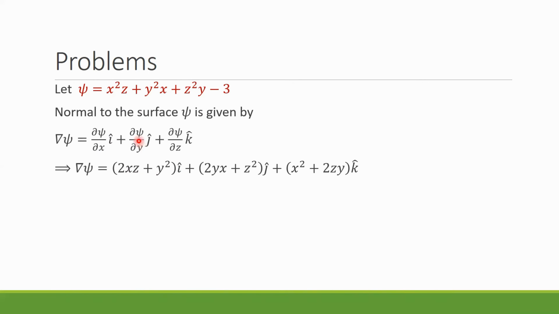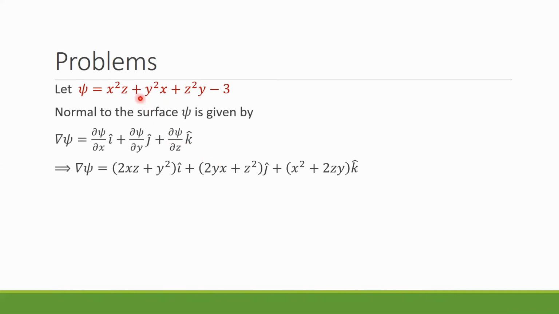Now partial derivative of psi with respect to y. The first term becomes 0, the second term gives us 2yx, and the third term gives us z square into 1, that is z square, and minus 3 becomes 0. So it is (2yx plus z square) into j. Next is the partial derivative of psi with respect to z.